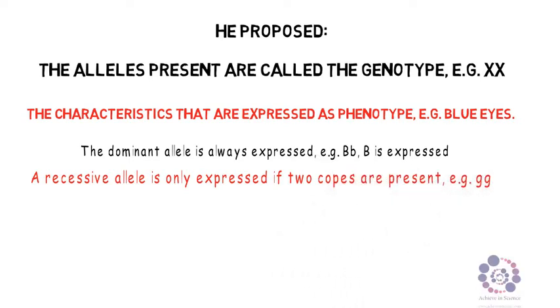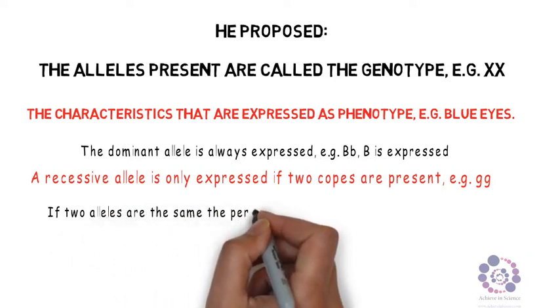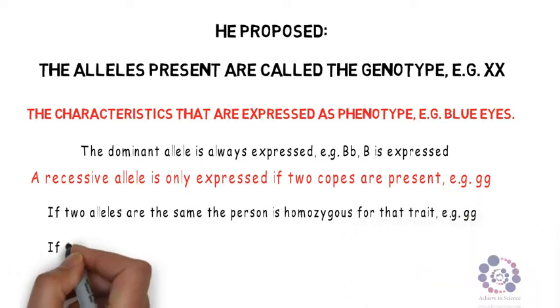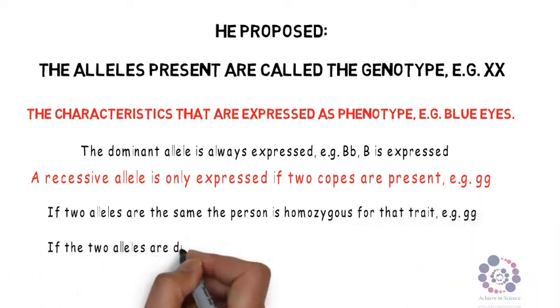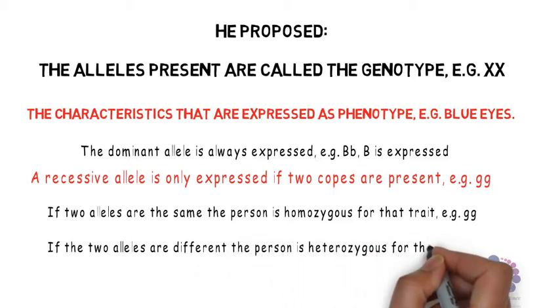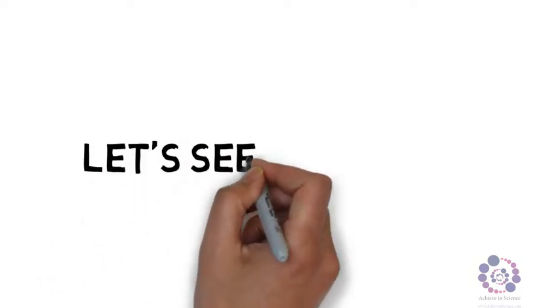He said that the recessive allele is only expressed if there were 2 copies present, e.g. gg, both lowercase. If the 2 alleles are the same, then the person is homozygous for that trait. So as you can see, both alleles are the same, lowercase g and lowercase g. If the alleles are different, the person is heterozygous for that trait, so a capital G and a lowercase g in this case. Now let's put this into action so it makes a little bit more sense.